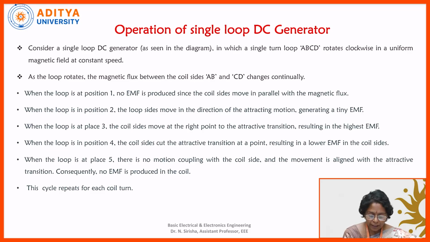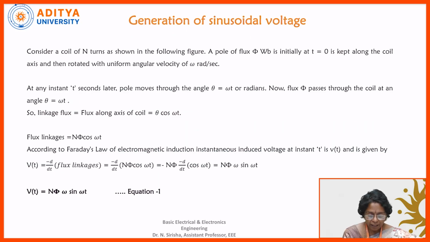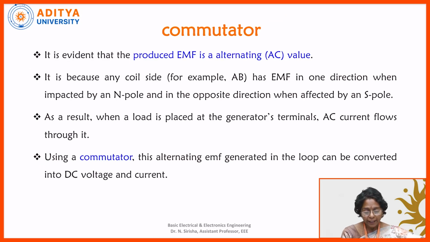So the cycle repeats continuously as long as the coil is moved in the magnetic field. And that is the generation of sinusoidal voltage, how the EMF is induced in the rectangular coil. Next, in this DC generator, the EMF induced is of the AC type. So this AC is converted into DC with the help of the commutator. This commutator converts the AC generated EMF to DC inside the DC generators.